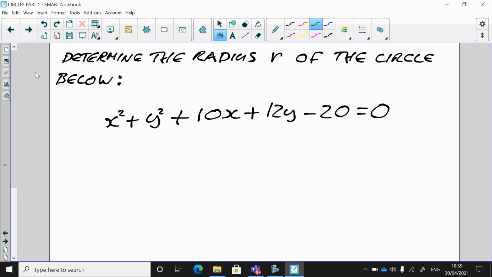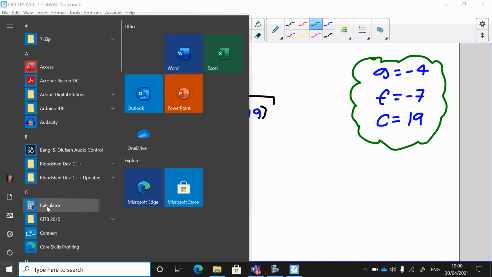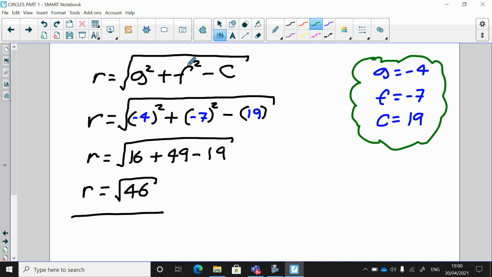Right. Okay. And if you wanted to work out the square root of 46, go and get your calculator. If you definitely want a decimal, there you go. So 4, 6. Is that a square root button? There you go. 6.78. Right? We don't like decimals. But that's just in case they want a decimal answer or an approximation. You would go and do that. But we'll leave it like that. Right, let's go for the next one.